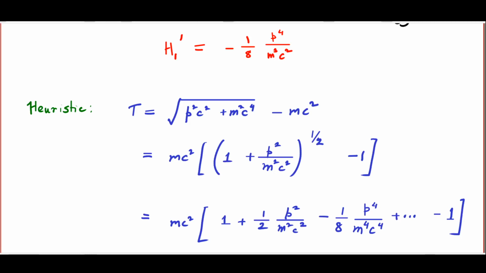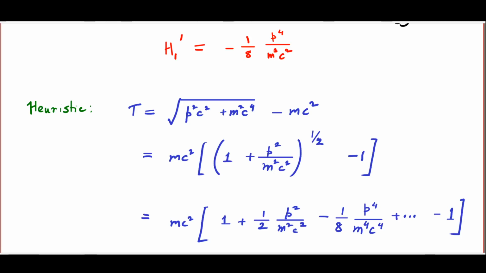The 1 cancels out with the minus 1 which came from the rest energy, and that of course is what you expect. This is the kinetic energy after all. If there is no momentum, kinetic energy should vanish. And that is exactly what is happening. In fact, if you take the second term, half p squared by m squared c squared, and multiply that by the mc squared which is sitting outside the bracket, you get back the term p squared by twice m, which is the non-relativistic expression for the connection between the kinetic energy and the momentum.